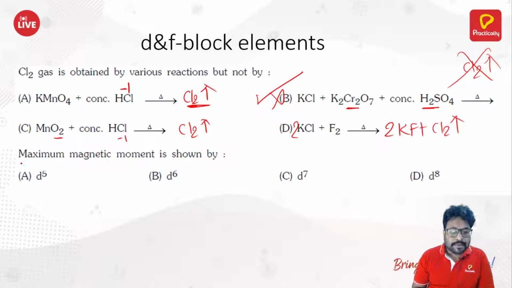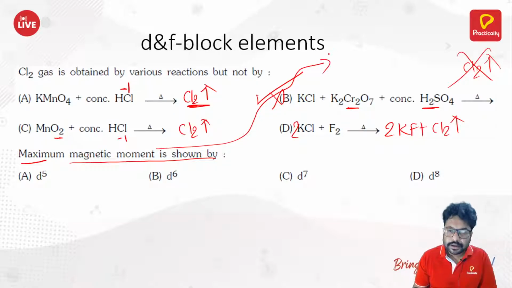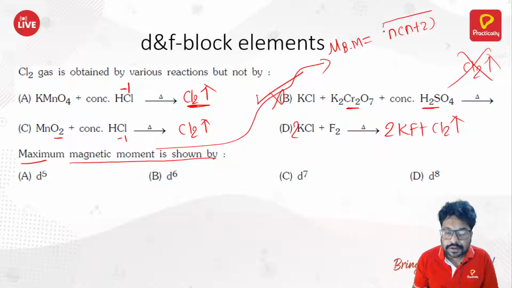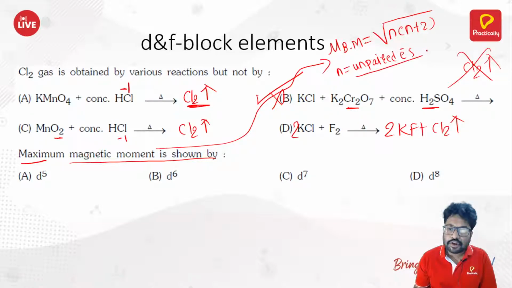Next, maximum magnetic moment is shown by. Now for maximum magnetic moment, we need to find out firstly its formula. What is the formula for magnetic moment? Mu in BM is equal to, what was the formula? Under root N into N plus 2, right? What is meant by N? N is the number of unpaired electrons. Now we need to find out those unpaired electrons.